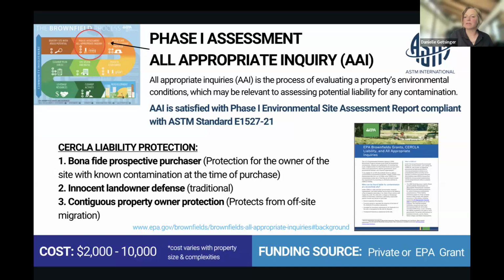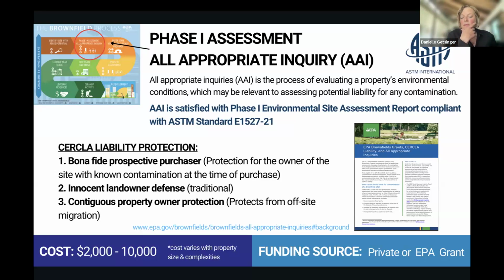But the first step, say you're going to move forward in this process and you are going to get the property donated to you, or you're going to purchase it for below market value. The first step in that process is to do all appropriate inquiry, which is basically evaluating the environmental conditions which may be relevant to assessing potential liability for any contamination.